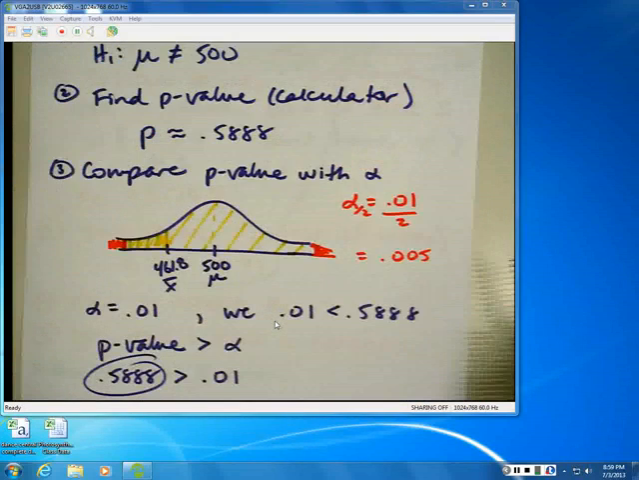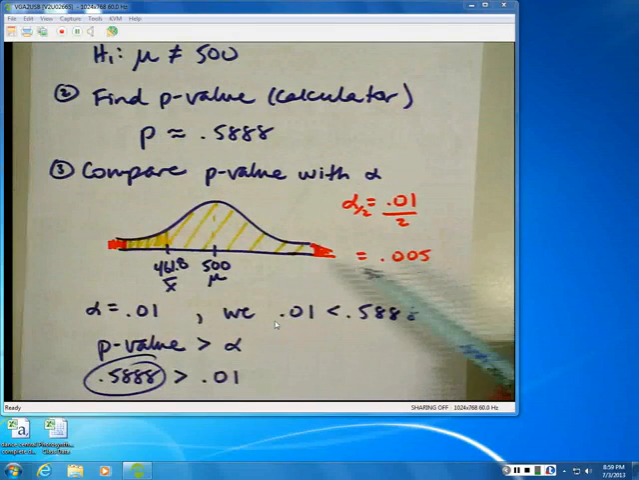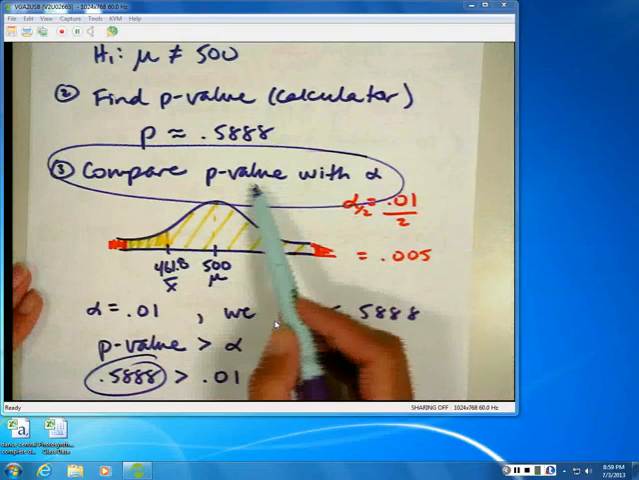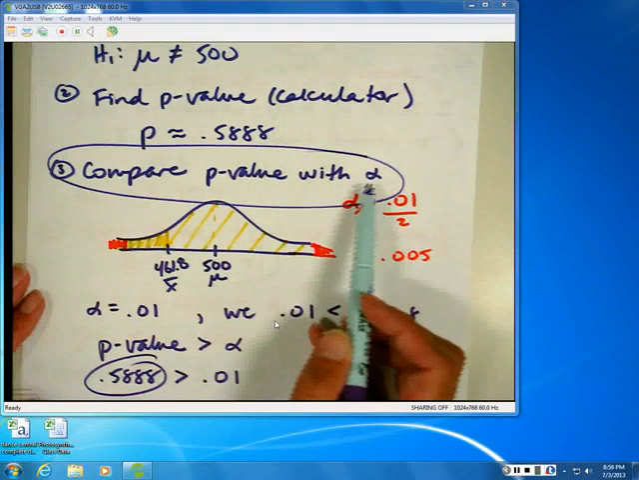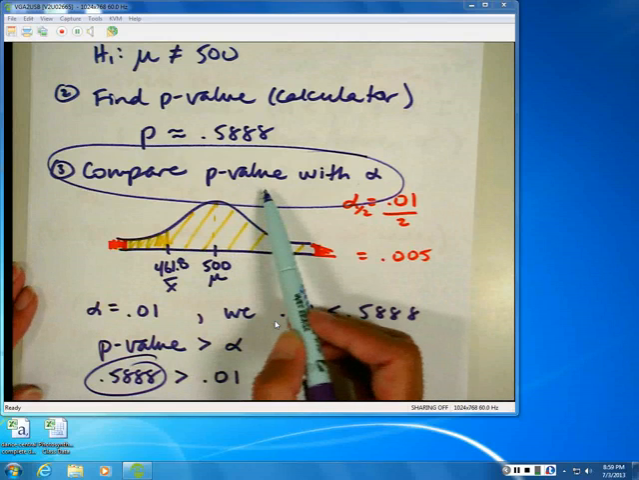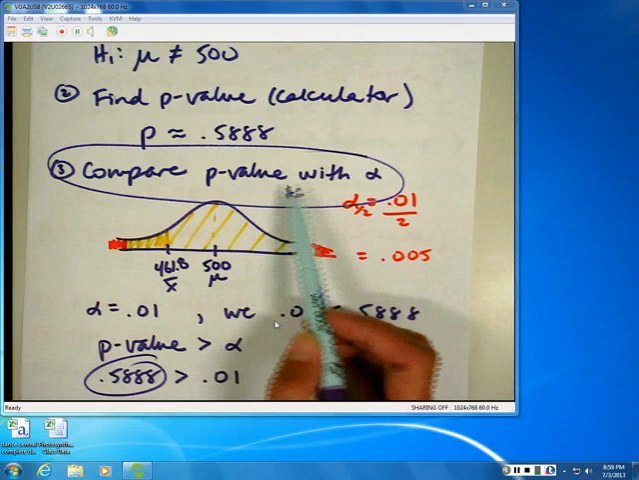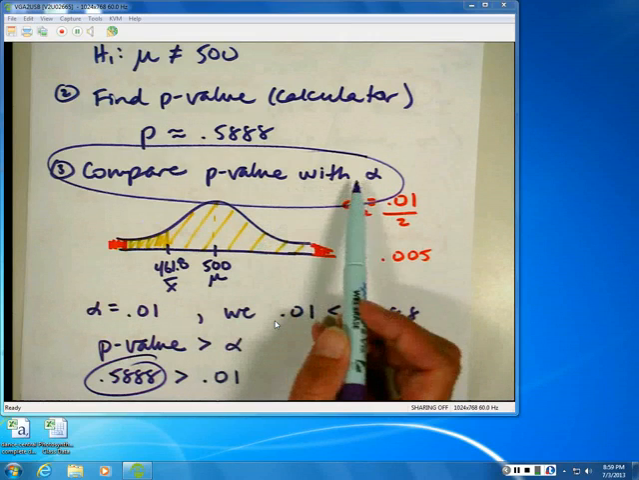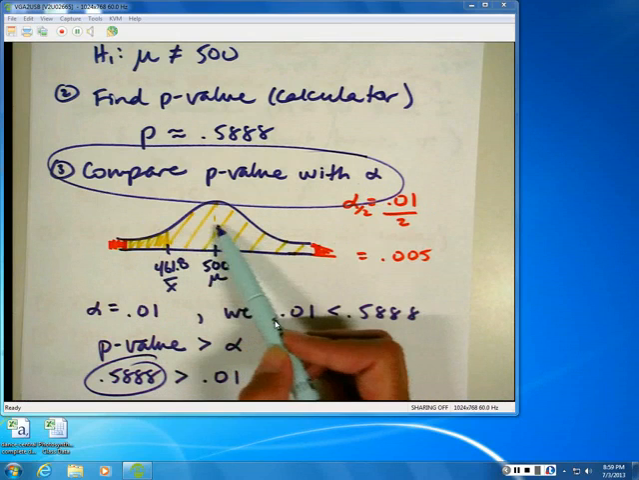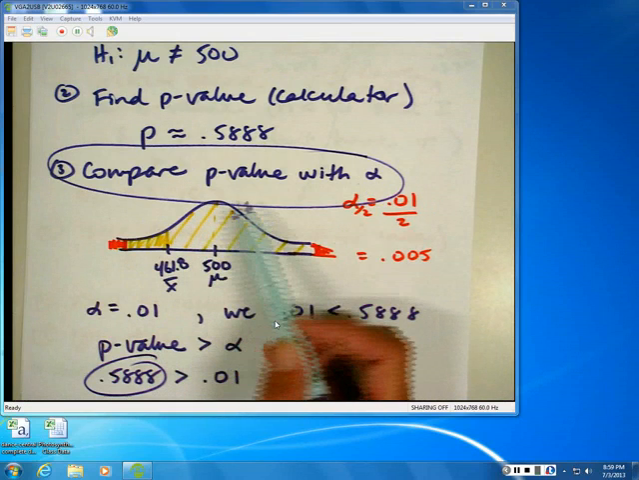So with that p-value method, you really just want to compare. This is the most important step here. Is your p-value smaller than alpha? If it is, it fits into the rejection region. Or is your p-value bigger than alpha? If it isn't smaller and it's bigger than alpha, that means it spills into the fail to reject region like we did here and in the last example.